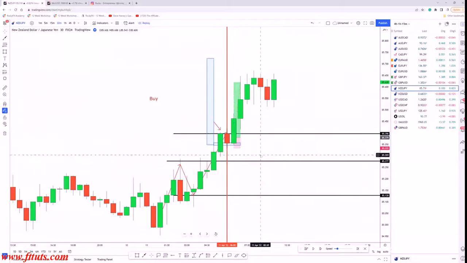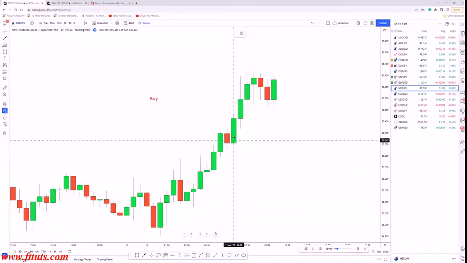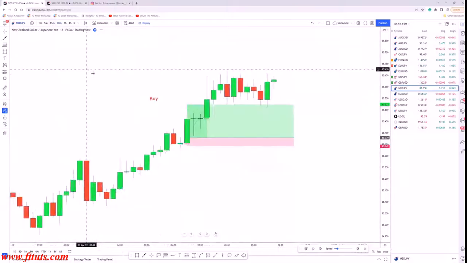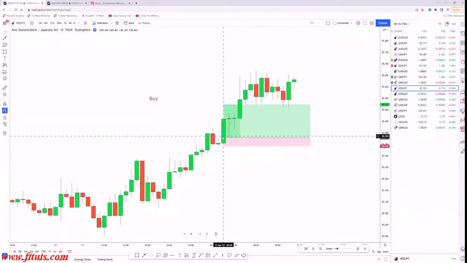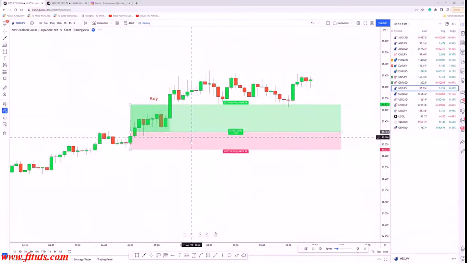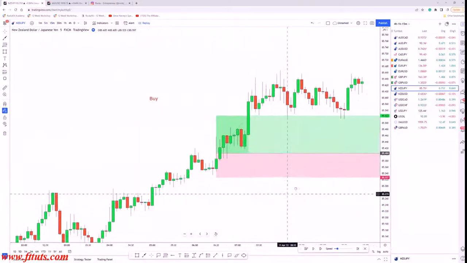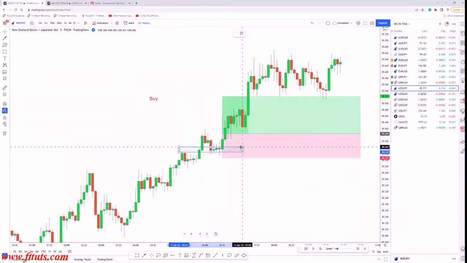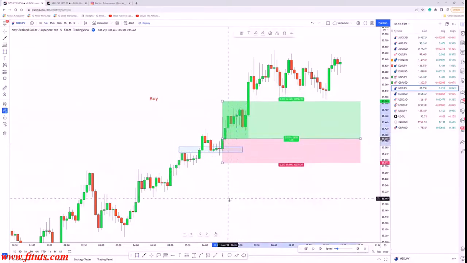30-minute candles pushing bullish. Remember what I said? Why not buy? 15-minute candle pushing bullish. Why not buy? Or take the breakout. 5-minute structure, this 5-minute structure is illustrating what? A break and retest. Why not buy?